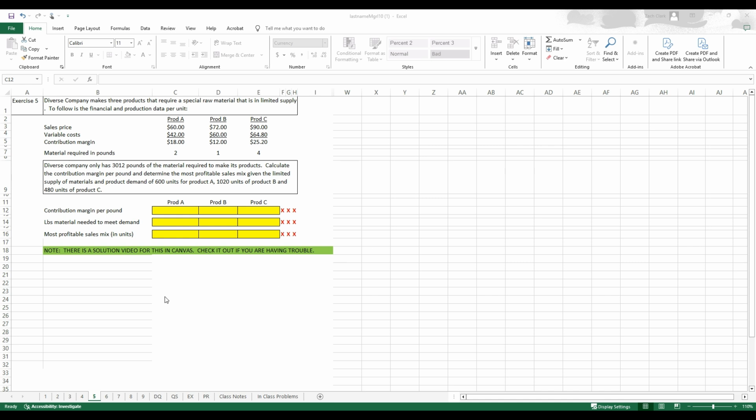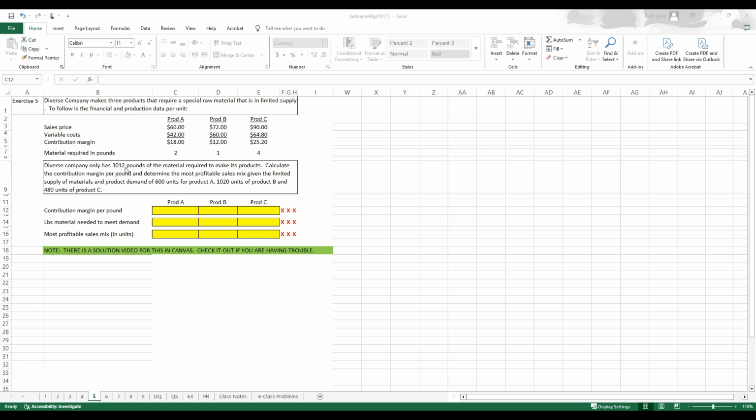Okay, so diverse company makes 3 products, and there's a solution video. If you're watching this video, you're watching a solution video, so that's there. Diverse company makes 3 products that require a special raw material that is in limited supply. Following is the financial and production data per input. Okay, so product A, B, and C, sales price, variable costs, and contribution margin. And the material required in pounds here is 2, 1, and 4.